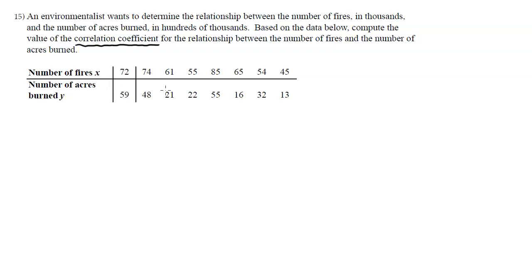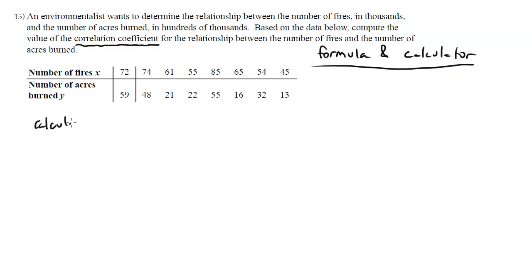So we've got x, y. I'm going to show two methods for computing the correlation coefficient. One will use the formula and the calculator. That's the first method I'll show. And then the other method I'll show just using the calculator by itself. A much shorter approach, but we'll see. Okay, so method one, formula and the calculator.